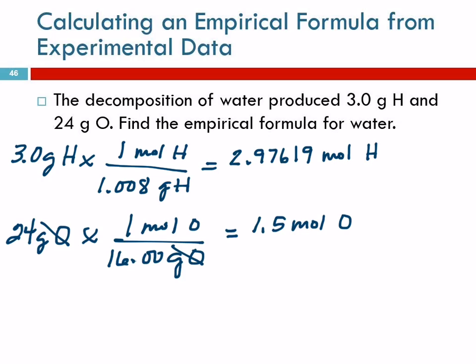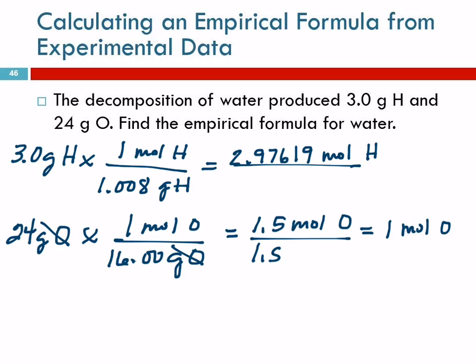The next step is to divide both of these numbers by the same number. We want to take the smaller number. This is 2.9, this is 1.5. 1.5 is smaller. The reason we want to divide by the smallest one is so that all of our numbers will be 1 or greater. So if we divide this by 1.5, of course, we're going to get 1. So 1 mole of oxygen.